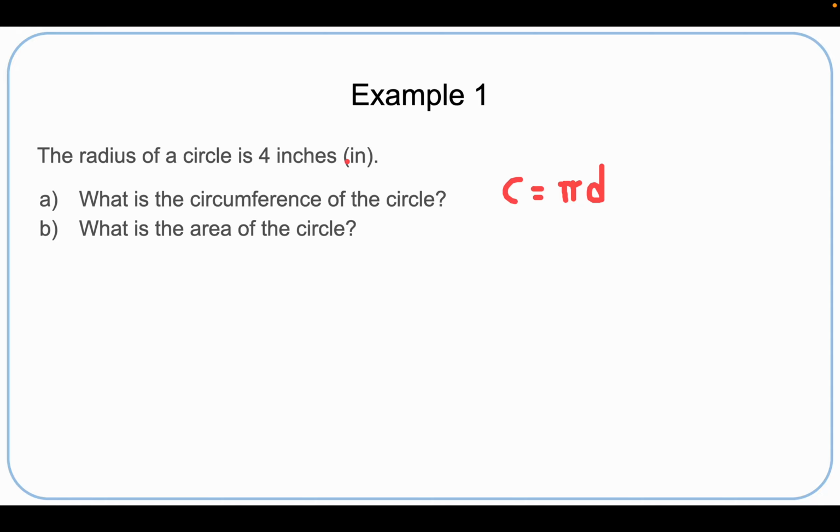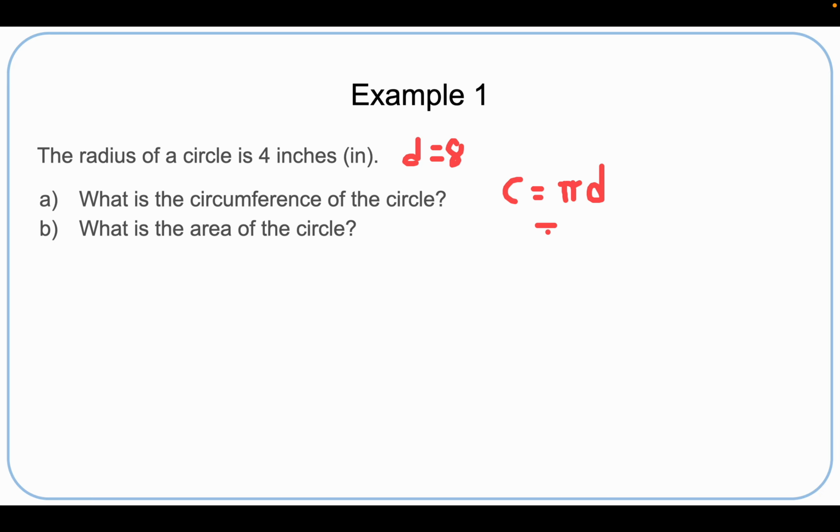So we know the radius. The diameter is always double the radius. Remember, because the radius is the distance between the edge of the circle and the center. Well, if we double that, you would have the diameter. So the diameter in this case is 8 inches.